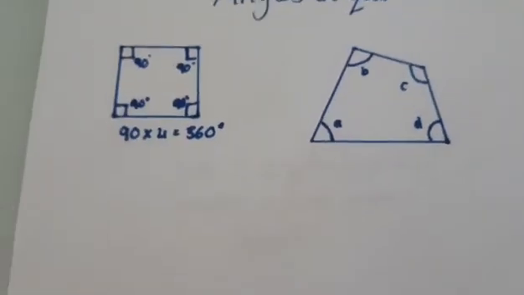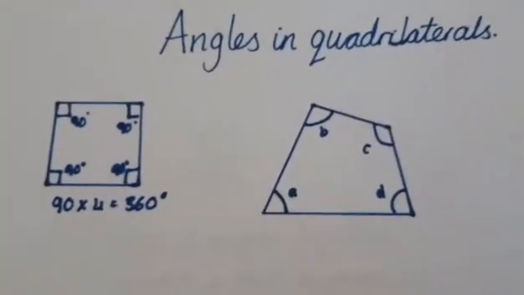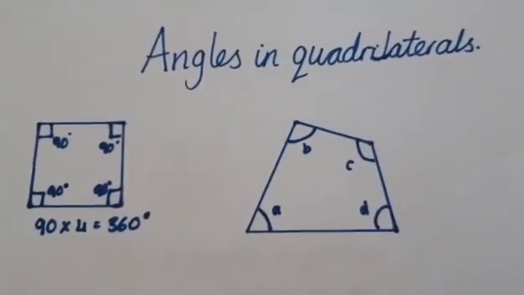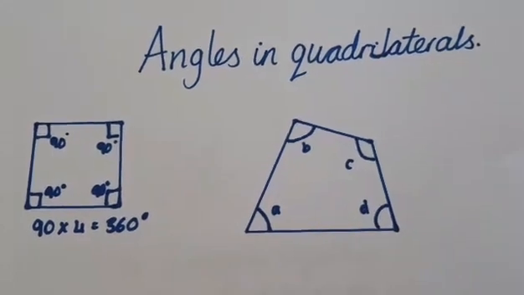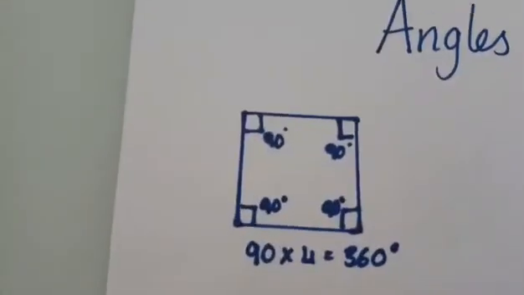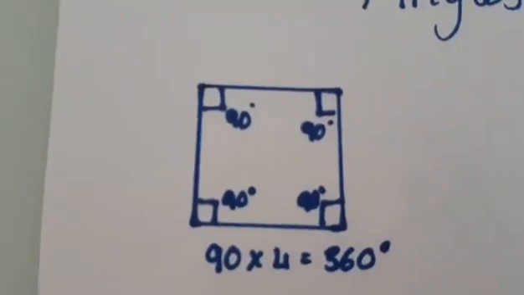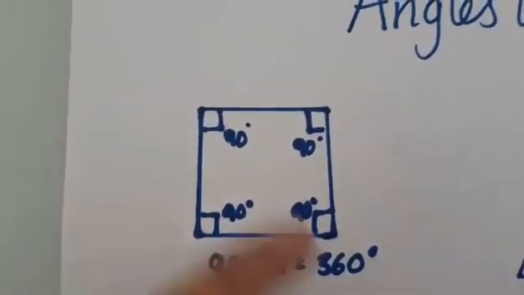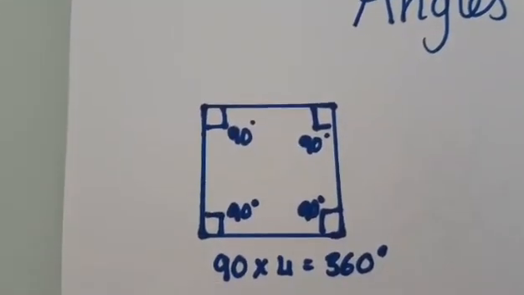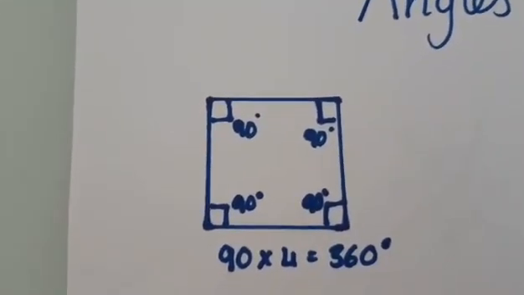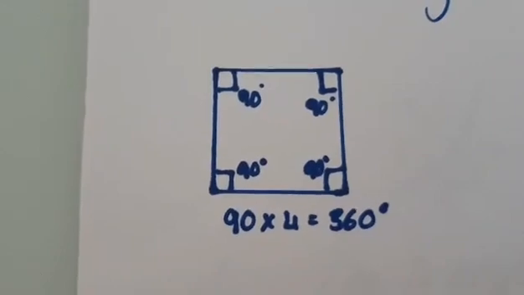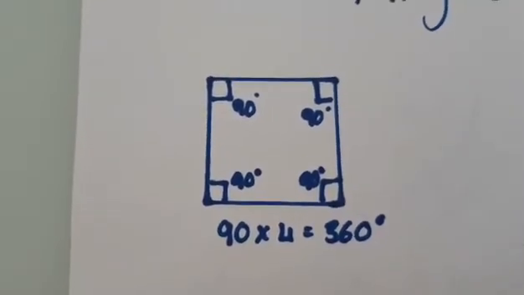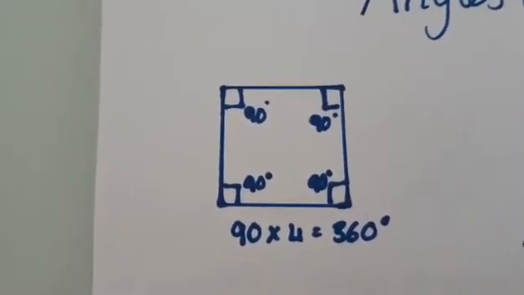What I wanted to do today was really focus on quadrilaterals. Now remember, quadrilaterals are four-sided shapes with straight sides. The one we all know best is the square. If you look at the square, each angle inside the square is 90 degrees, a right angle, shown with the correct symbol here. So to find the total of those angles, all I need to do is take my 90 for each right angle and multiply it by 4, and I've got 360 degrees.